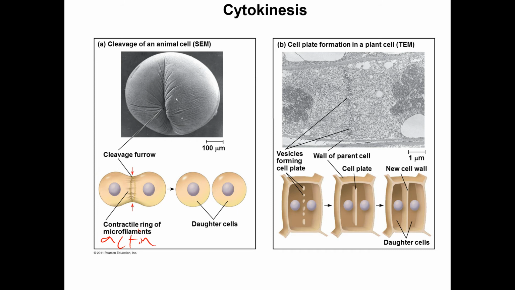You actually have these vesicles that are products of the Golgi body that begin to coalesce and form this cell plate. This cell plate will eventually fuse with the pre-existing cell wall. New cell wall materials are laid down. And you have this physical separation between two independent daughter cells in terms of your plant cells.